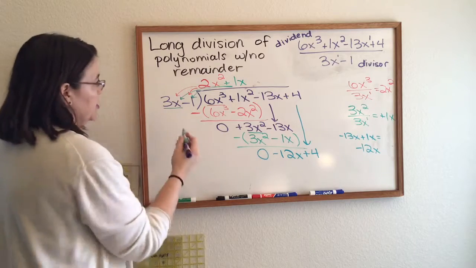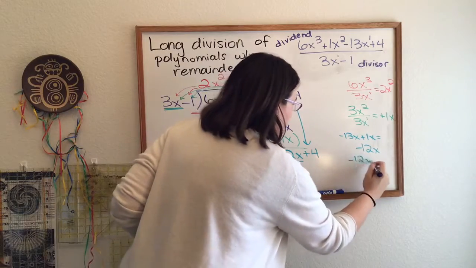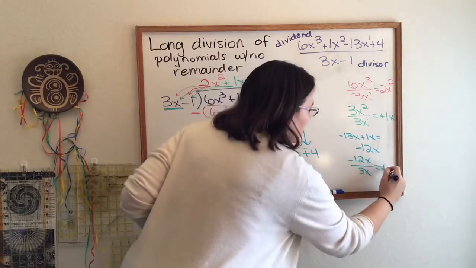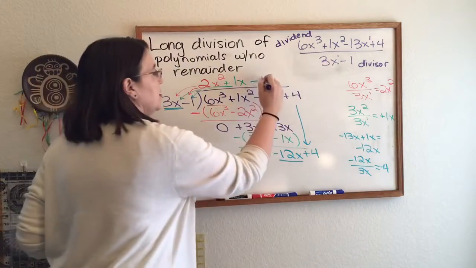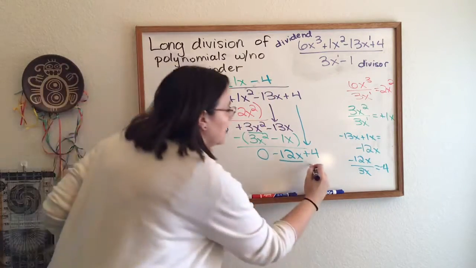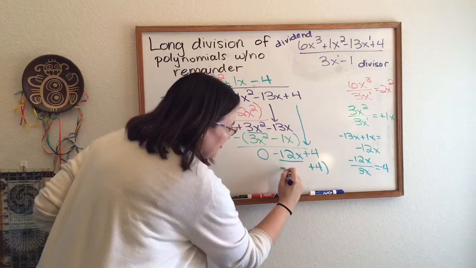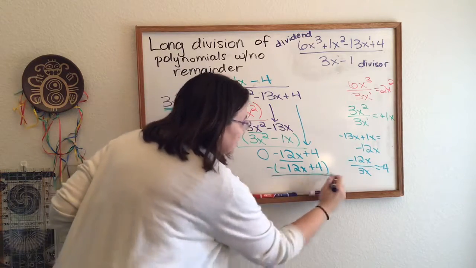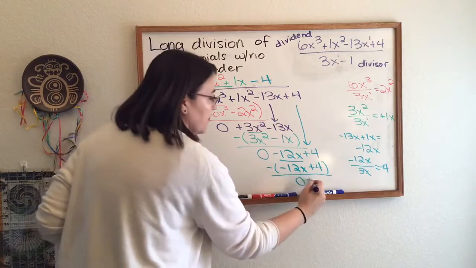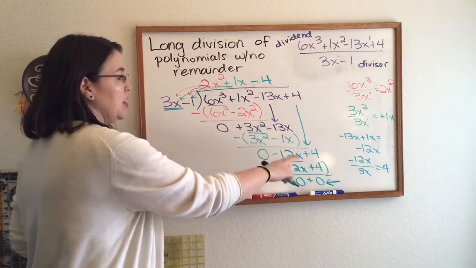I'm going to go ahead and I'm going to do first term and first term. So now I have negative 12x divided by 3x. Negative 12 divided by 3 is negative 4, and the x's will reduce, so all I have here is minus 4, and now I have to multiply that back out. So negative 4 times negative 1 is plus 4, and negative 4 times 3x is negative 12x. Negative 12x minus negative makes plus, that goes to 0, and then 4 minus 4 is 0. And that's how you know you have no remainder, is when you finish subtracting at the end, you get a 0.